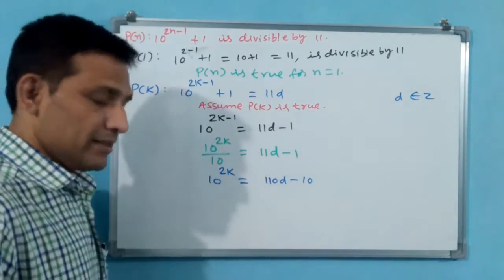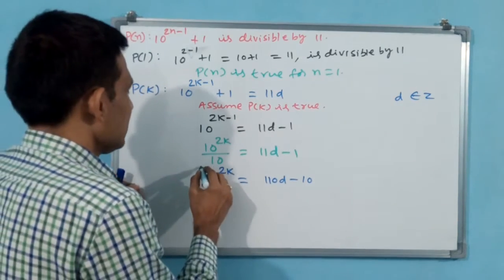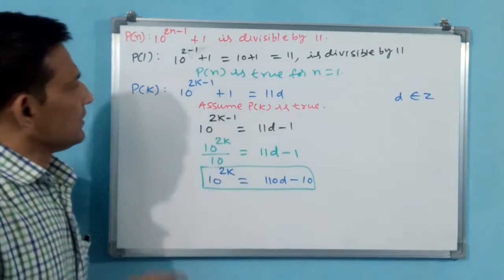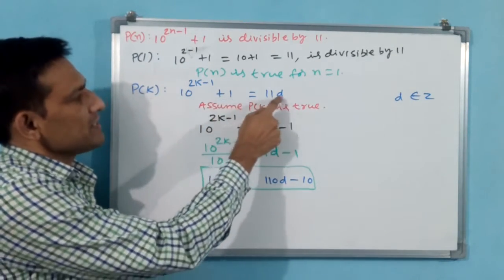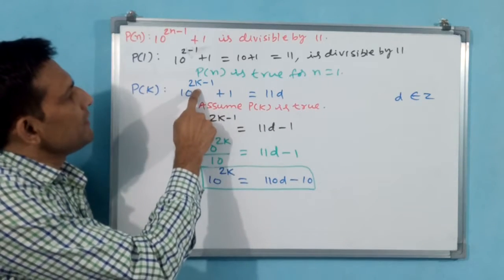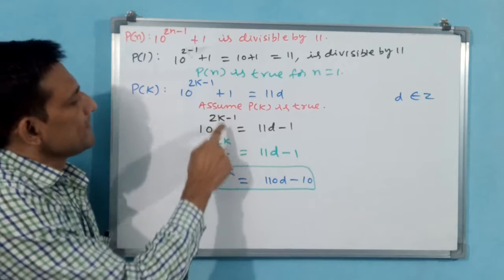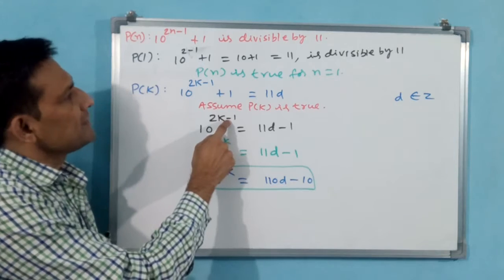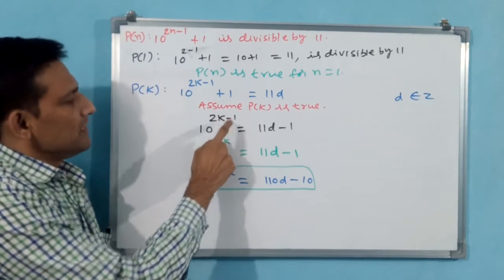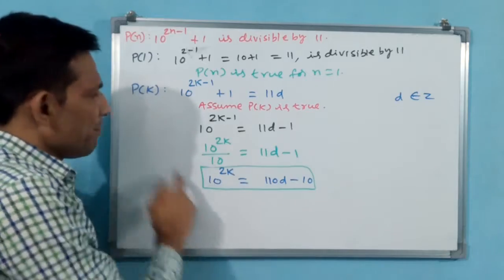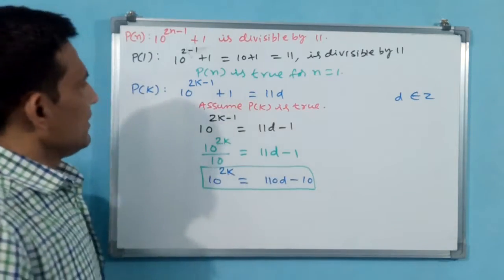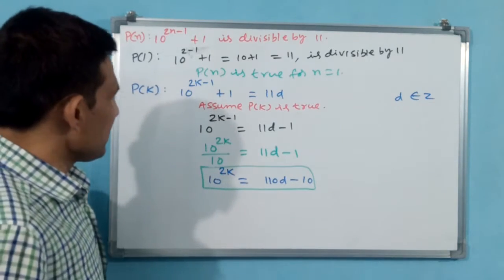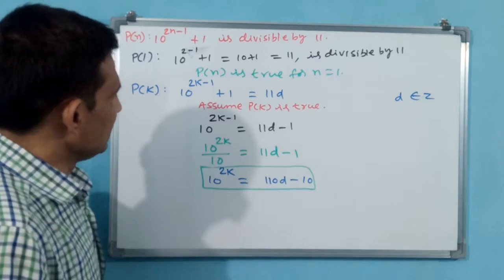Now you box this one. Why? Because we have seen that 10 to the power of 2k is coming for P of k plus 1. Now box this one. 10 to the power of 2k is 110d minus 10. But see 2k divided by 10 we have written because of minus symbol is there. Minus is there. Okay. Now this is the P of k. And this we have taken assumed. Why? Because k we don't know. That is why assumed. Okay. Now you write P of k plus 1. Write down.